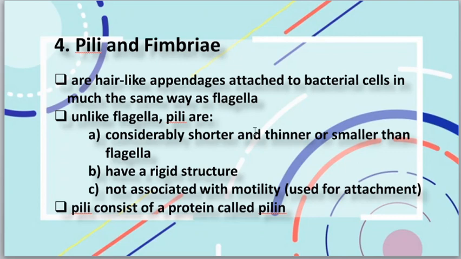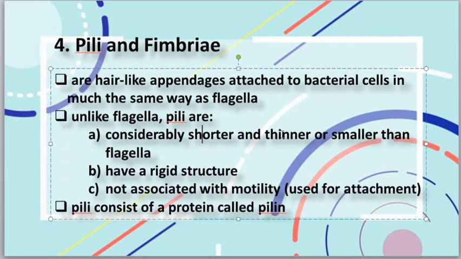So meaning, saan sila na-originate? The same din from the cytoplasm and then passes through the plasma membrane, the cell wall, and the capsule. But unlike your flagella, they are considerably shorter and thinner and smaller. Maliliit, maninipis. They have a rigid structure. So, one big difference, your flagella, di ba? They are flexible, malambot. On the other hand, your pili and fimbriae are very rigid, matitigas, solid. They are not associated with motility because their main function is for attachment.